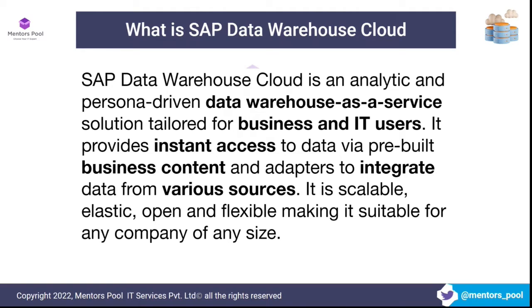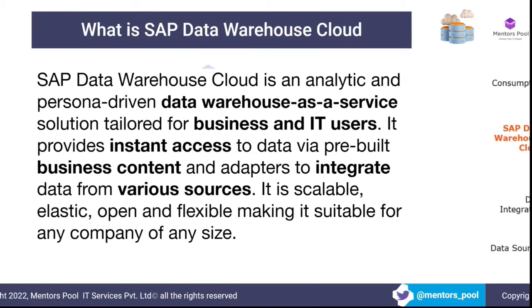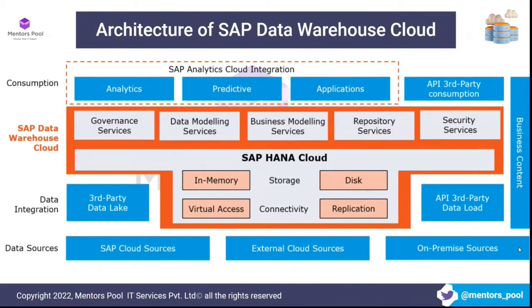So that is what a data warehouse cloud is. Now let's see the architecture overview of data warehouse cloud, right? So data warehouse cloud has 4 layers typically. So one layer that sits beyond the walls of data warehouse cloud itself, and that is the data sources layer.